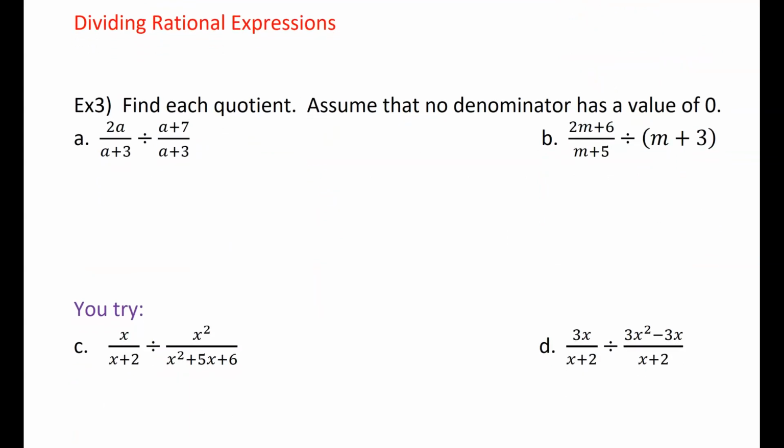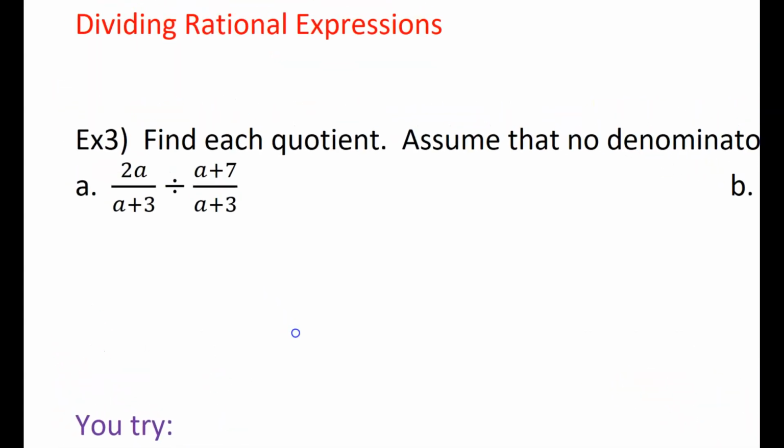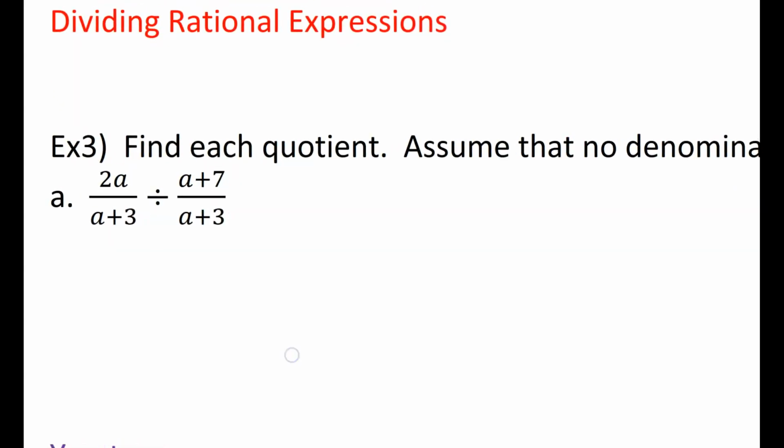Okay. So now let's talk about dividing. Let's think back. If I had 1 over 2 divided by 3 over 4, how would we do this problem? Flip the second and then multiply. Okay. This would turn into 1/2 times 4 over 3.